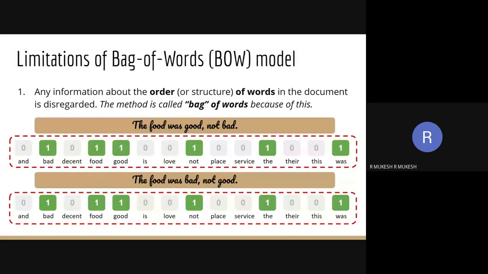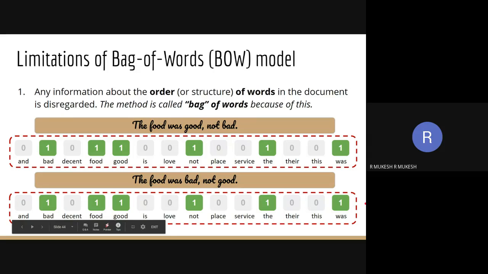So the question arises, how can I improve this? How can I bring the information about the ordering, or the context in which the word is used, into the feature representation for that sentence? It's a vector of numbers or binary values that I'm using to represent my sentence.